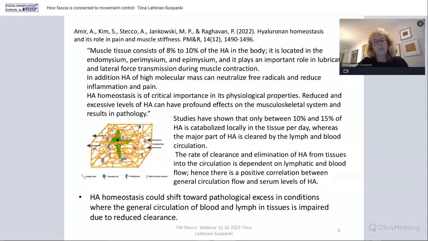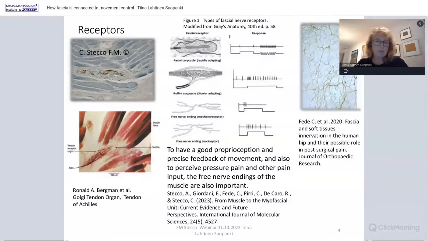And before we go further to the patients, we go through the receptors. You remember the muscle spindle is the main receptor when we think of motor control. And the muscle spindle is located within the intermuscular connective tissue and attached to the perimysium. The muscle spindle is also very well innervated.